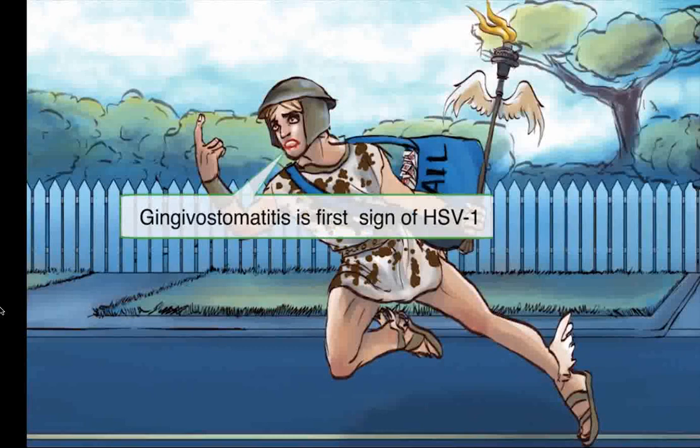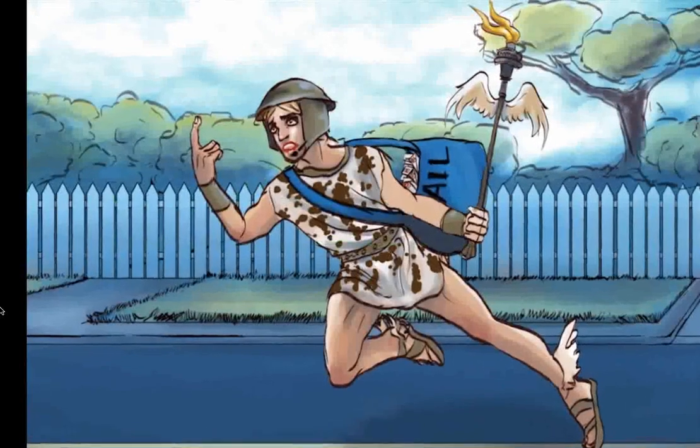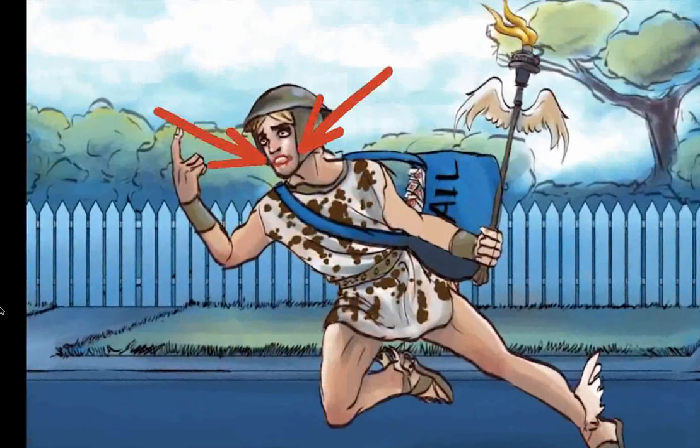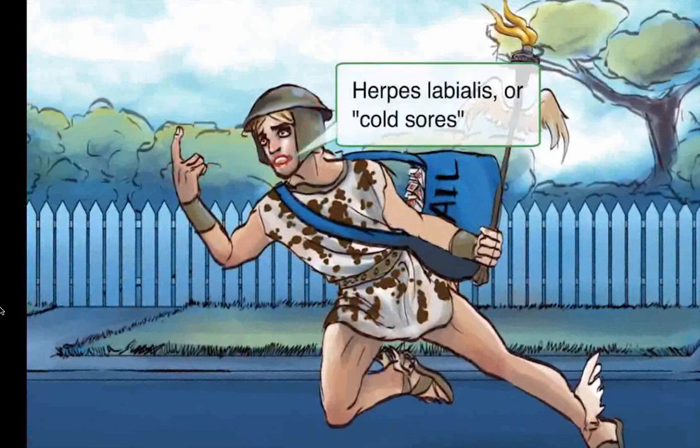Eventually, this will just turn into what's known as cold sores. And so we've added some ulcers on the lips, and this is called herpes labialis, or lip herpes. It's the most common viral infection of the mouth, by the way. In fact, many of you watching have probably experienced this before.